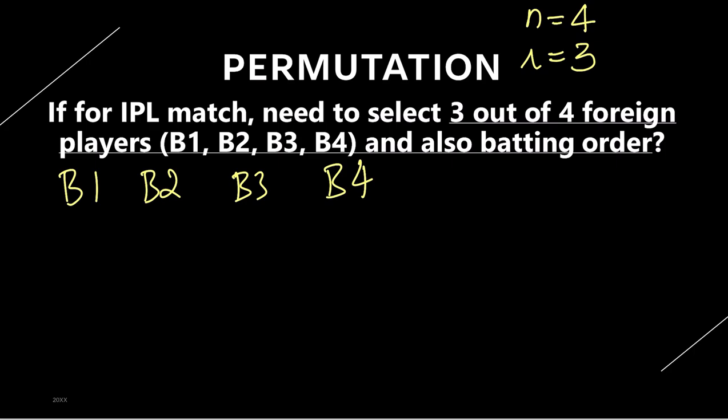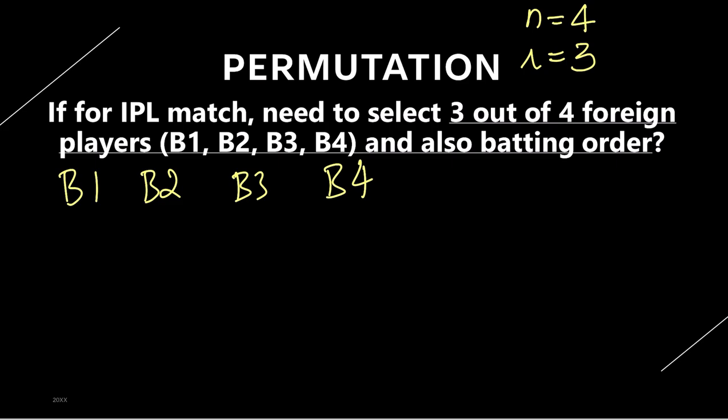So let's see the second part. Also, the batting order matters. This means you have to choose 3 players, plus you have to tell me who is going to bat first, who will bat second, and who will bat third. So now, not only the choosing of the players matters, but their position also matters, right?